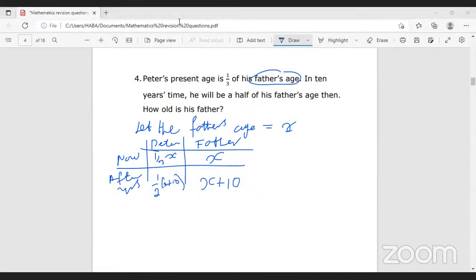So what we are going to do next is that we are going to now use Peter to solve for x. Now, when we get Peter's present age, which is 1/3 of x, and then we add there 10 years, it will be equivalent to a half of x plus 10.